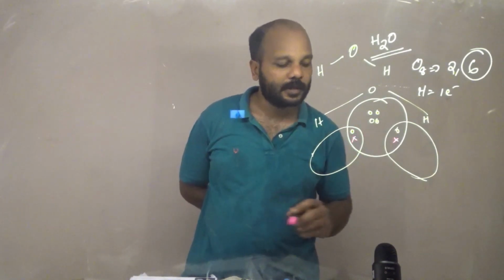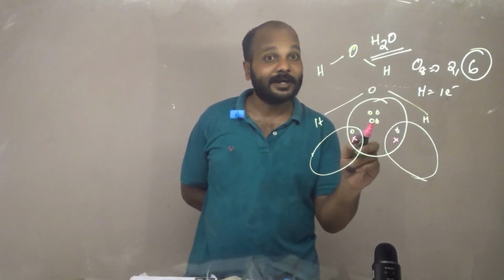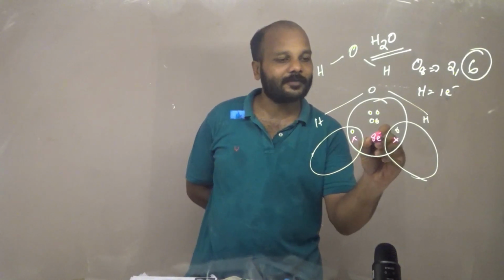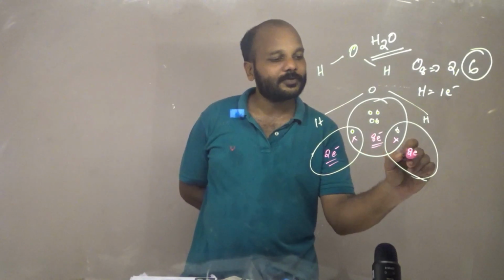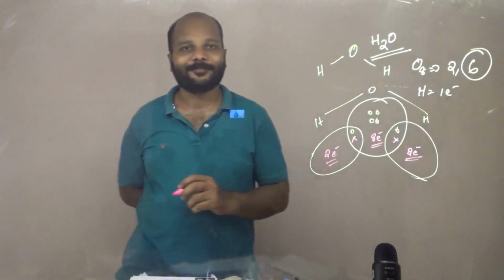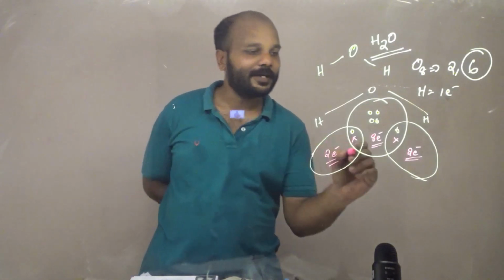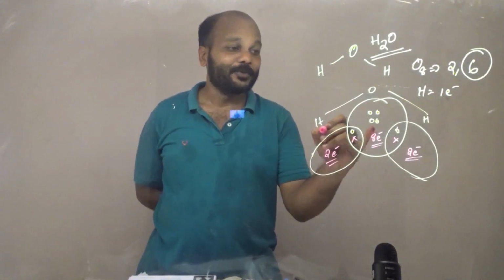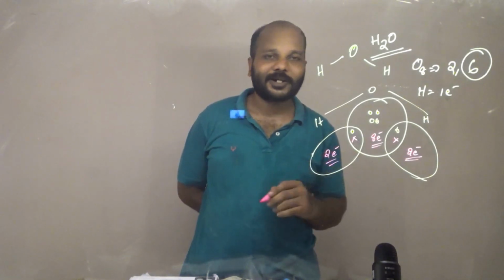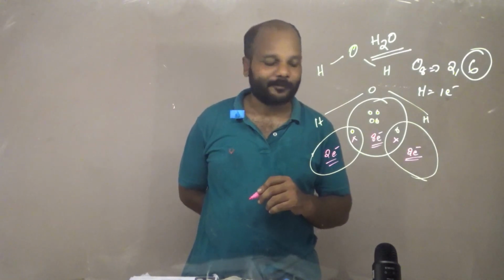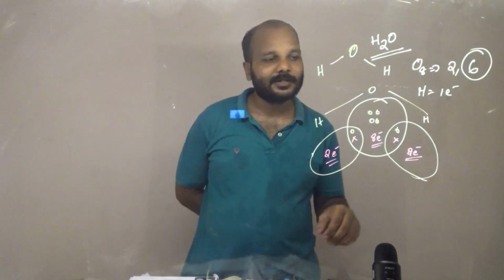Now 1 electron from hydrogen, let it come here. Now let's see how many electrons are there with oxygen: 1, 2, 3, 4, 5, 6, 7, 8. 8 electrons are there with the oxygen, and 2 electrons are there with each hydrogen. Okay, so this is the reality. So now oxygen has 8 electrons, the hydrogen has 2 electrons, and the next hydrogen is also having 2 electrons.